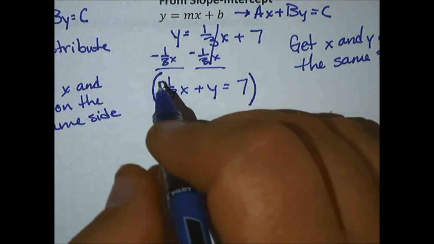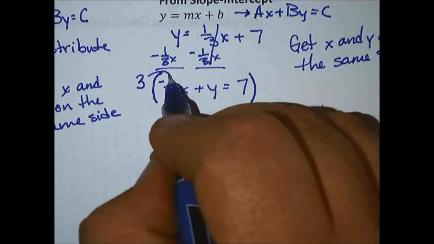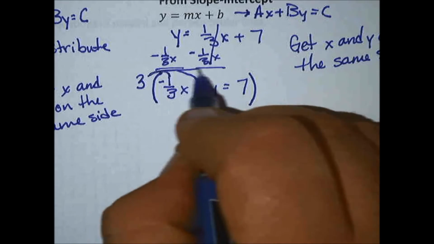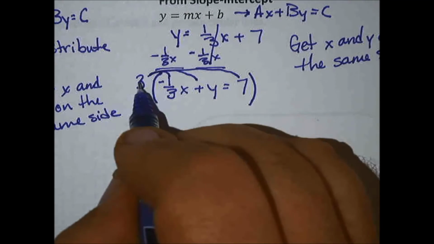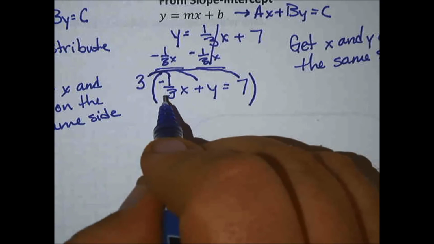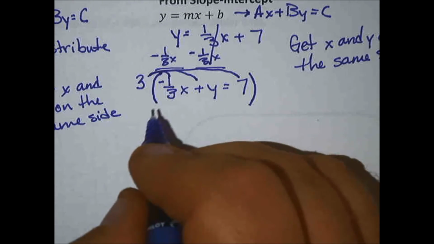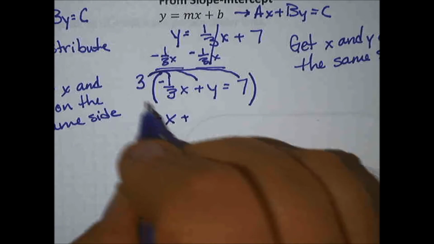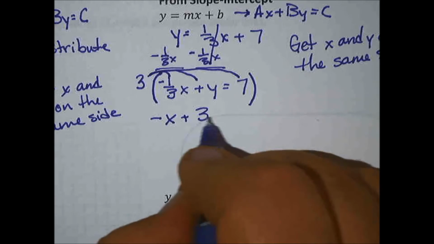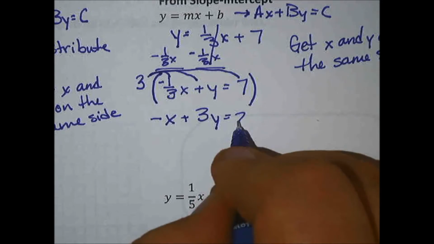So my denominator here is 3. So I'm going to multiply by that 3, and I'm going to distribute it into every piece of the equation. That will kill my fraction and just give me integers to work with. Because 3 times negative 1/3, well, that would be like negative 3 divided by 3, which is negative 1, or just negative x. Plus 3 times y is 3y. Equals 3 times 7 is 21.